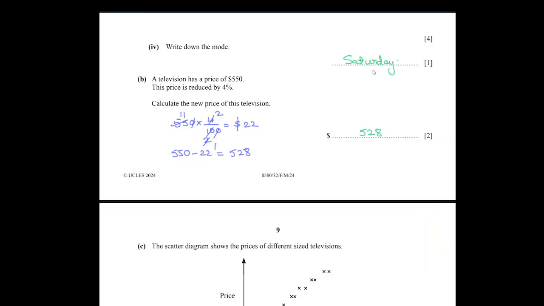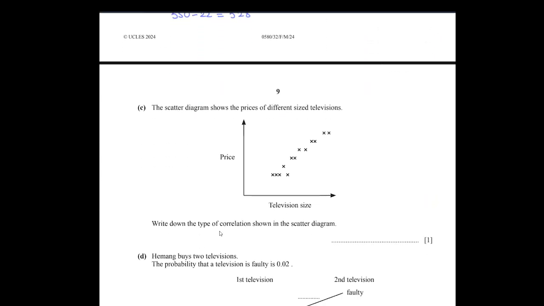Question number B is done. Question number C. The scatter diagram shows the prices of different sized televisions. Write down the type of correlation shown in the scatter diagram. So when the scatter diagram has the dots or crosses rising from left to right, it is called positive correlation. Question number C is done.